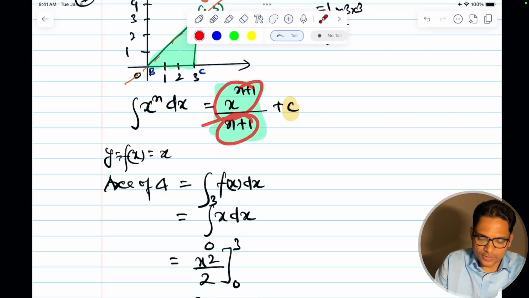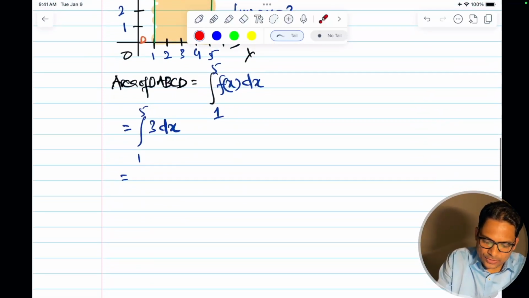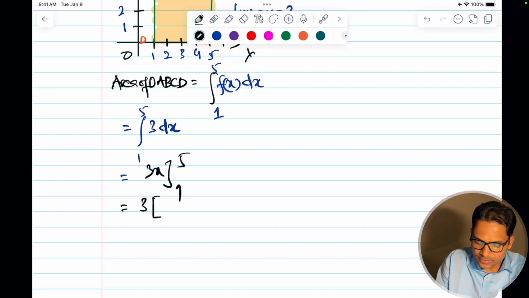X to the power n plus 1. So I can write 1 as x to the power 0, increase the power, x to the power 1 divided by 1. So finally it will become x. So this will be 3x from the range 1 to 5. So this is equal to 3 outside, x will be upper limit minus lower limit. So that is equal to 3 into 4 is equal to 12.